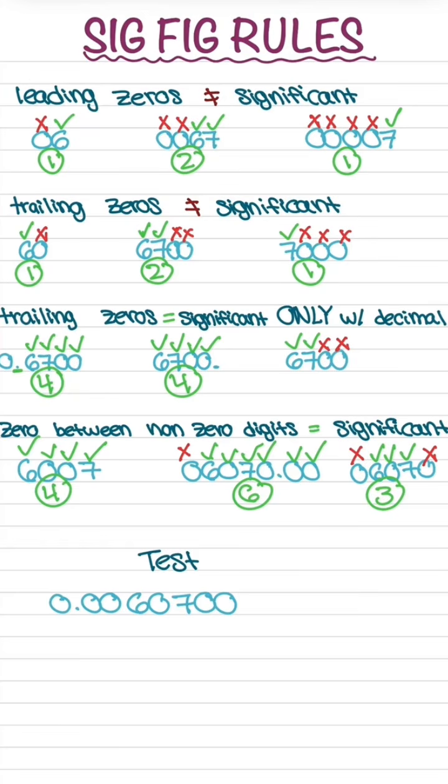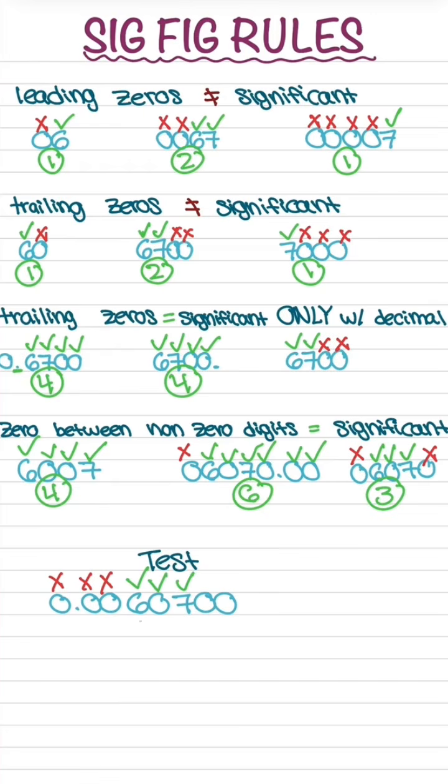Now let's put it to a test. So try this one. This 0 is in front, but it is a leading 0. It is not significant. These 2 are not significant because these are leading zeros. Even though there is a decimal point, since it is leading zeros, they are not significant.